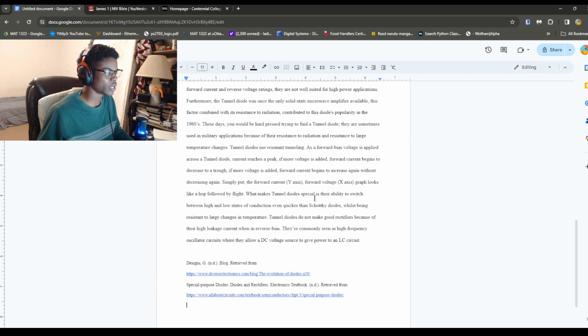What makes tunnel diodes special is their ability to switch between high and low states of conduction even quicker than Schottky diodes, whilst being resistant to large changes in temperature. Tunnel diodes do not make good rectifiers because of their high leakage current when in reverse bias. They are commonly seen in high-frequency oscillator circuits where they allow a DC voltage source to give power to an LC circuit. Thank you for listening.